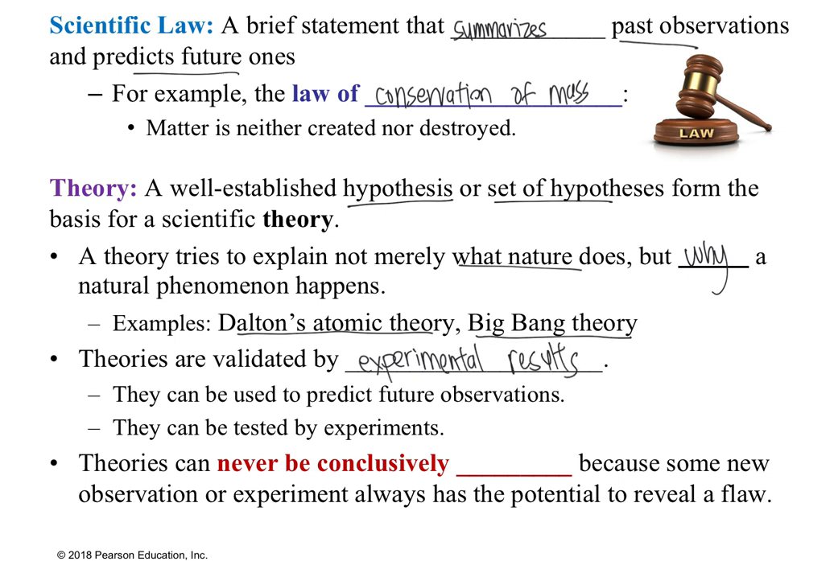But these can never be conclusively proven, because the more data we learn, we might get a new law that comes up that contradicts our theory. And so then we have to adjust the theory and come up with something better with the new data we have.